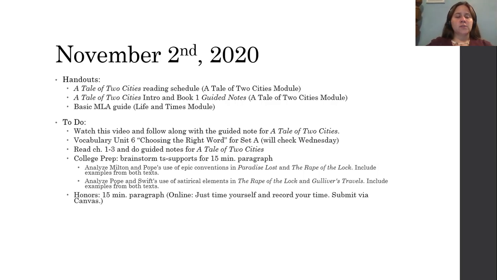Honors, you've already brainstormed your paragraph, so I'm going to have you write that paragraph today. What you'll do, obviously this is a little different in terms of time, but just time yourself. How long does it take you to write that paragraph, and record your time? And so we'll work on the time management of that part a little differently. So if you're like, you know what, this took me 10 minutes to write, or this took me 17 minutes to write, I just want you to write down how long it takes you to write that paragraph.